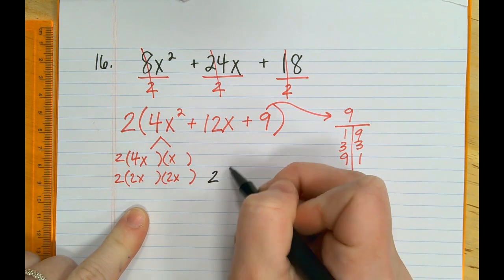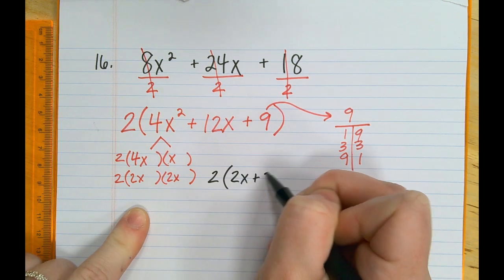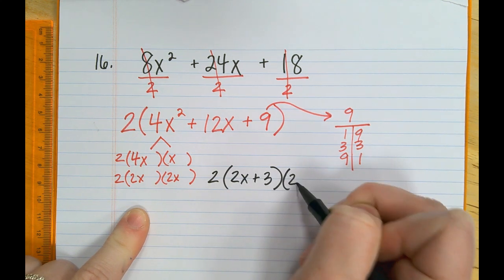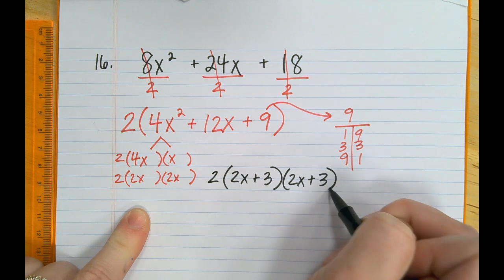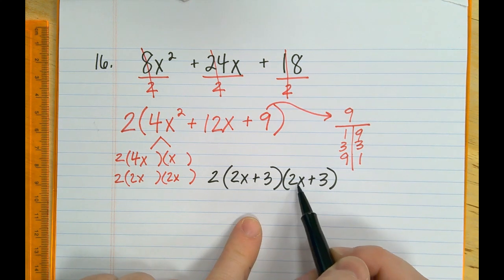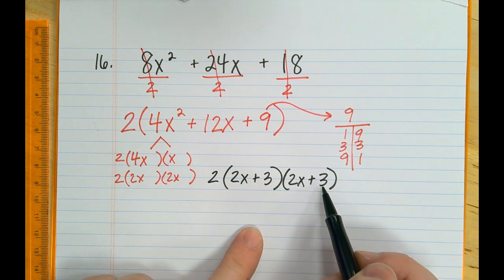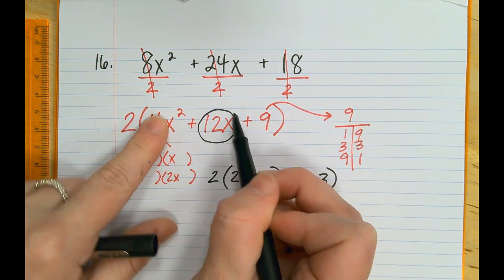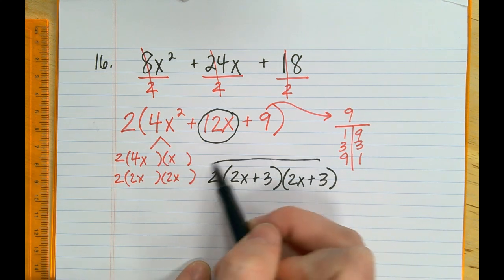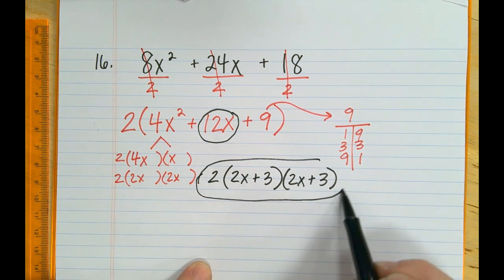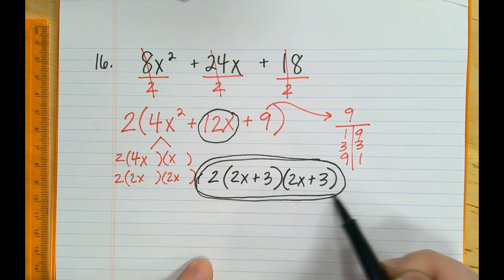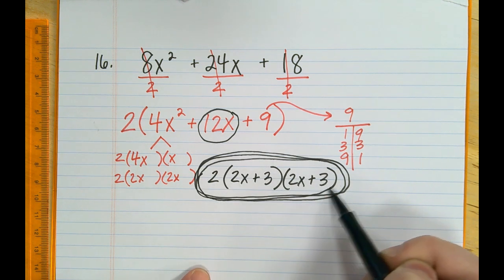Okay, so 2x plus 3. 2x plus 3. And 3 times 2x is 6x. 2x times 3 is 6x. 6 plus 6 is 12x. That's our answer. Yay! It's so nice when they actually work.